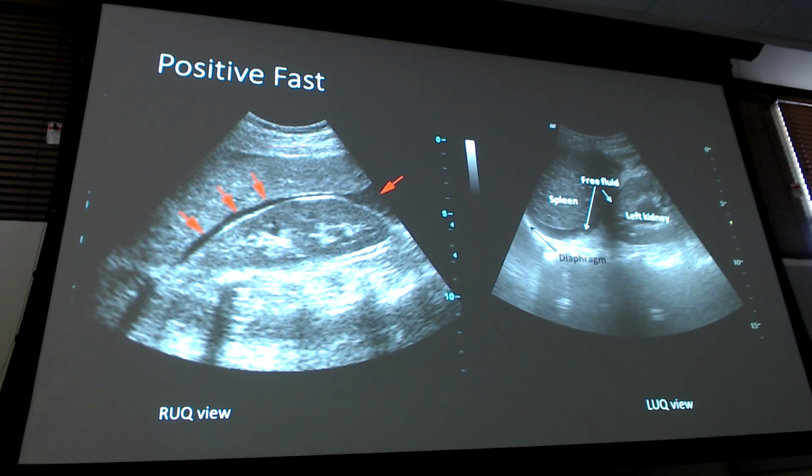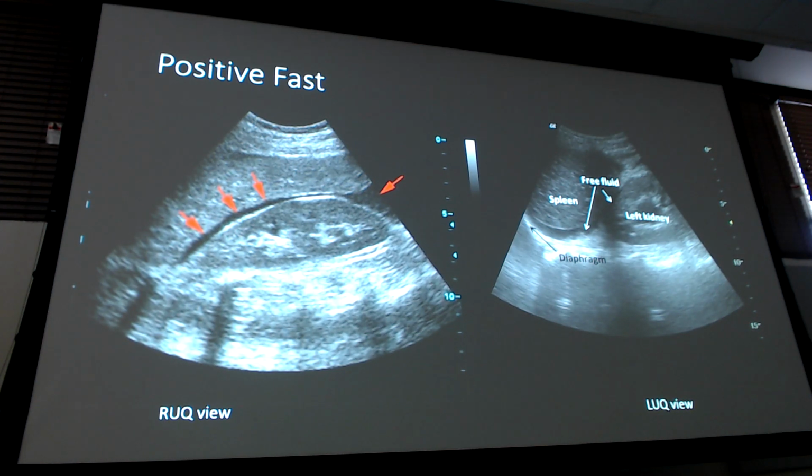Does this mean that there's injury to the liver or the kidney? Not necessarily. That could be from anywhere. But now I know that they're likely internally bleeding because I have fluid where it's not supposed to be. Same thing with my left upper quadrant. That's a lot here, but these should be touching. I've got free fluid in between the kidney and the spleen.